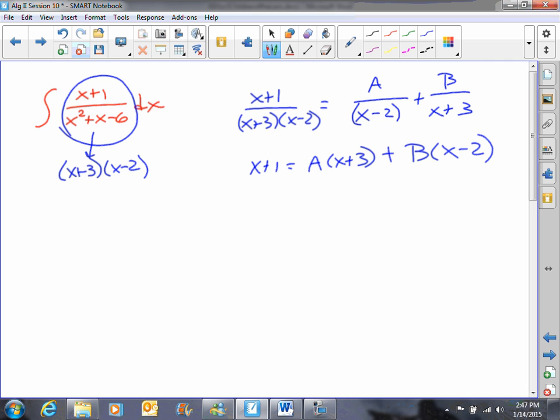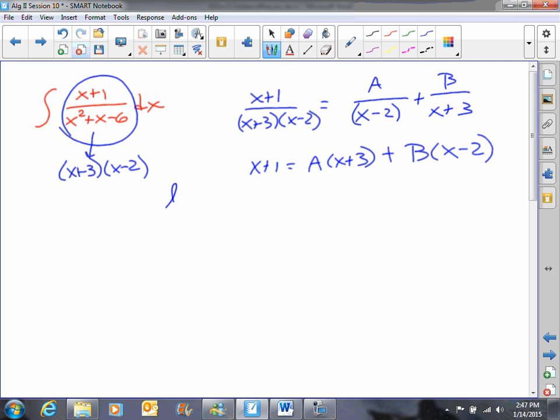Now, this equation has to be true for all x. Obviously, x can't be negative 3 or x can't be 2 when we have these values in the denominator, but they are removable singularities. So we can actually treat this equation as if it's true for all values to find out what a is. And there are some special values that are nice to use.